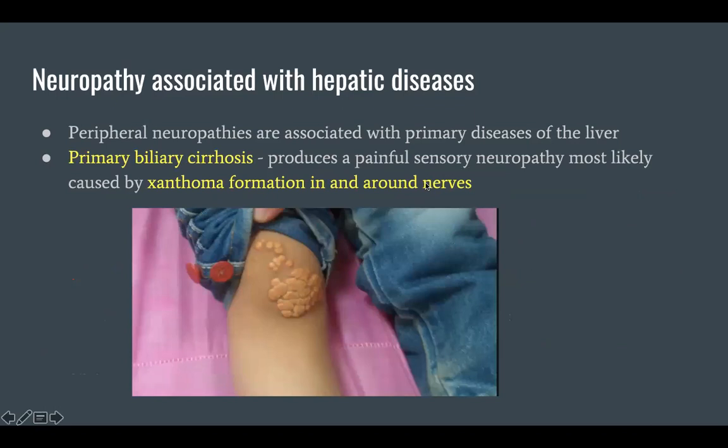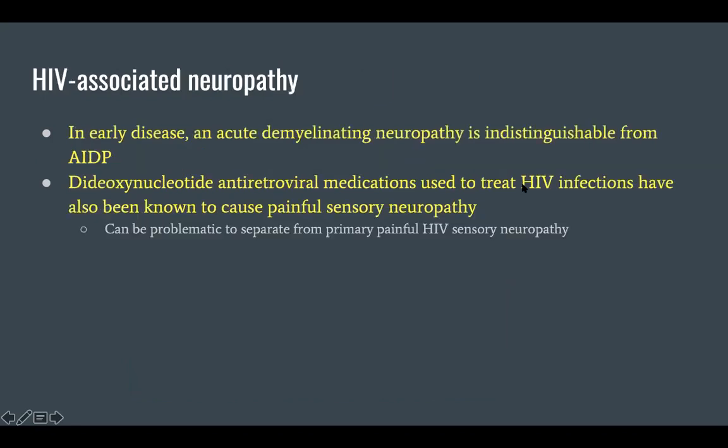Okay. Neuropathies associated with hepatic diseases are going to be like primary biliary cirrhosis, which you will also learn about in GI. And it can cause xanthomas, and here's a picture of a xanthoma, and can cause neuropathy.